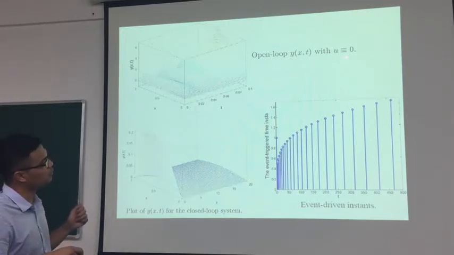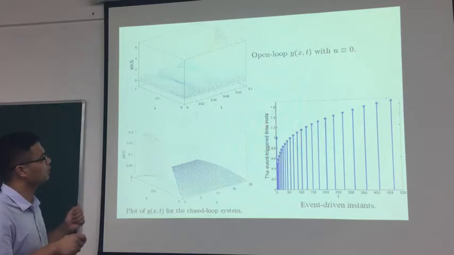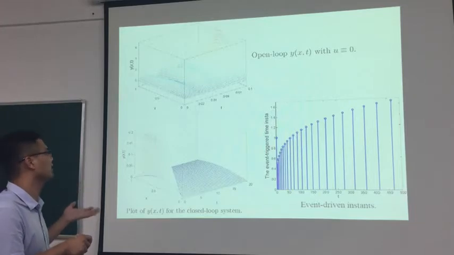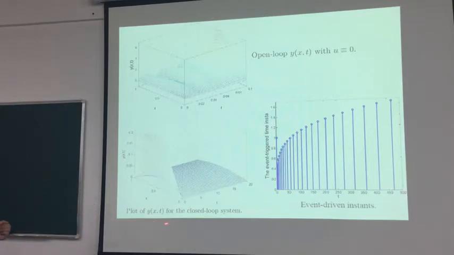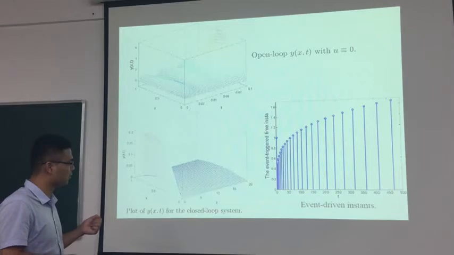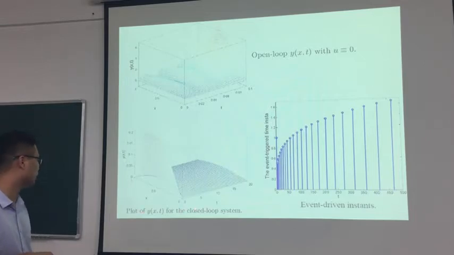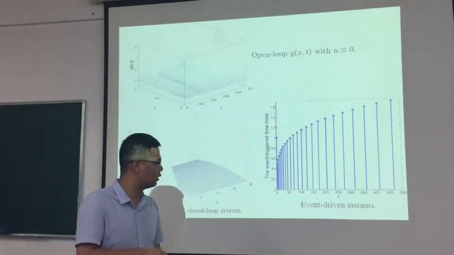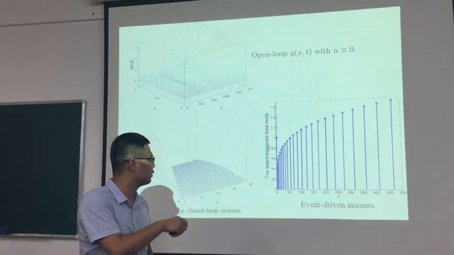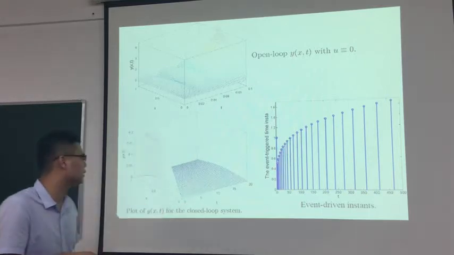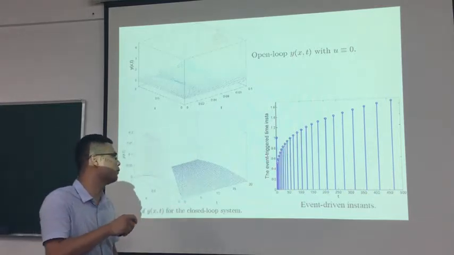When u is equal to 0, this is called the open loop. The solution looks like this. Of course, it is obviously unstable. And for the closed loop system, when u(t) is designed as the event-driven control, the plot of y(t) looks like this. It's asymptotically stable. And this picture shows the event-driven time instances. It looks like this. This is the event-driven time instance.